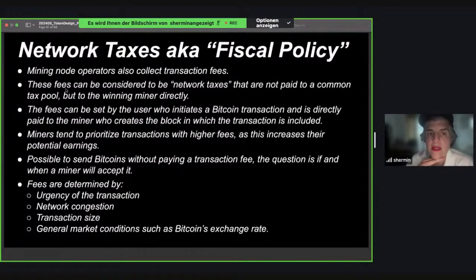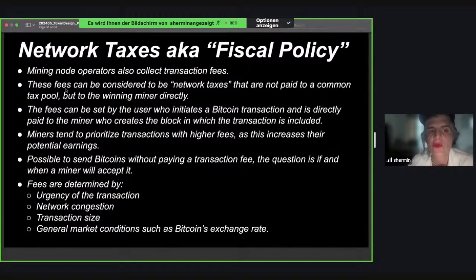Beyond monetary policy, we also have to look at the network taxes, or what I would like to refer to as fiscal policy. Mining node operators also collect transaction fees. These fees can be considered something similar to network taxes, only that these taxes are not paid to a pool, which is often the case in other DAOs or on a nation-state basis. Taxes are collected by nation-state representatives or institutions, and then distributed to certain stakeholders in a nation-state.